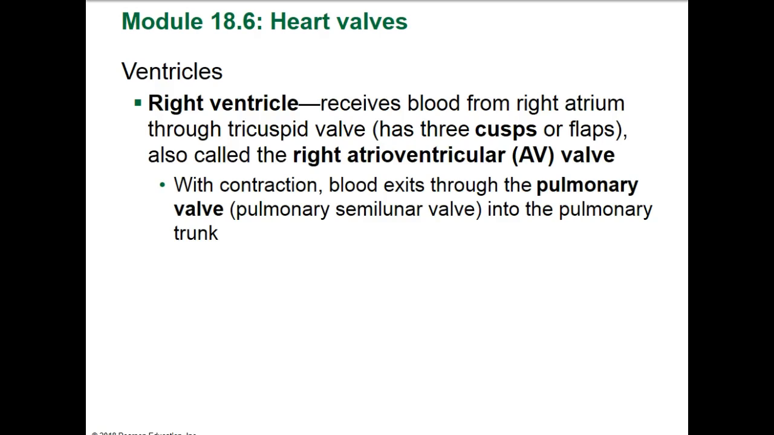The right ventricle receives blood from the right atrium through the tricuspid valve. It has 3 cusps or flaps. Again, it's probably easier just to remember it's a right AV valve. And with contraction, the blood exits through the pulmonary valve, through the pulmonary semilunar valve into the pulmonary trunk. So whenever we have systole, where the right ventricle contracts, it sends blood into the pulmonary trunk, into the lungs.